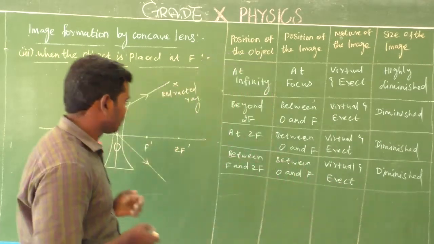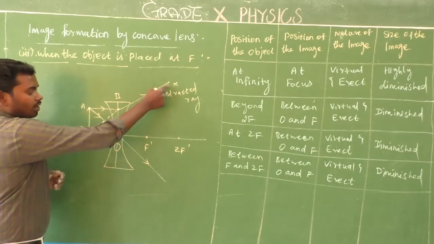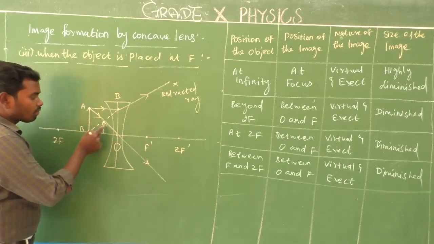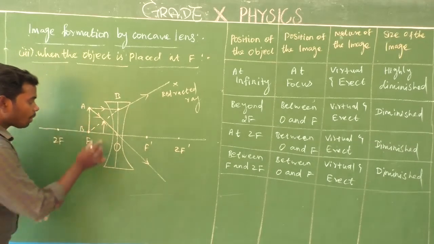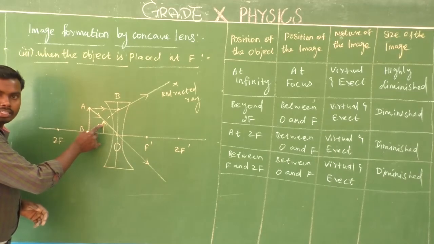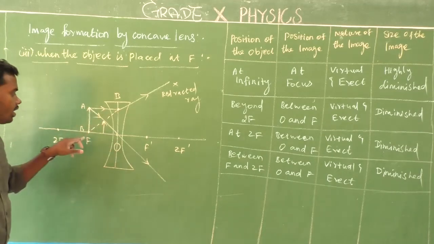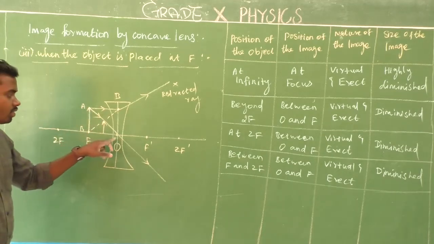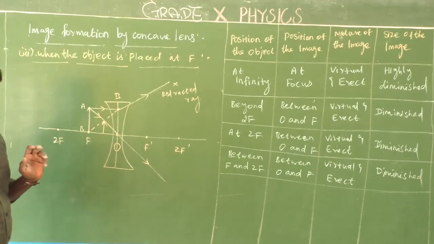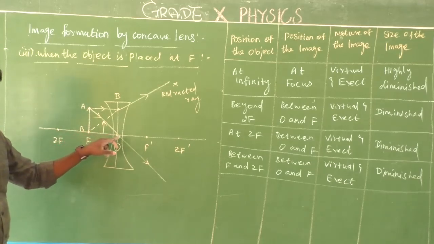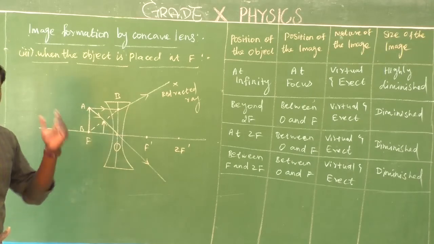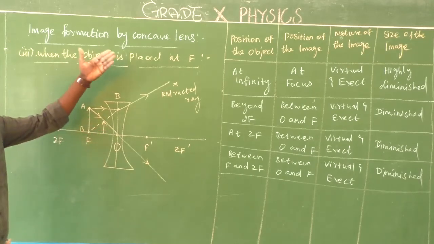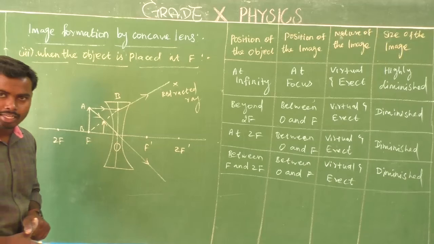Is it clear? Yes. So this is the first refracted ray, and this is also one of the refracted rays. The two refracted rays appear to meet at a point, and a concave lens always gives a virtual image. So there will be image formation. The image is formed between O and F, which means between the optical center O and the focus F. Here the image is formed above the principal axis. So that image is considered a virtual image.